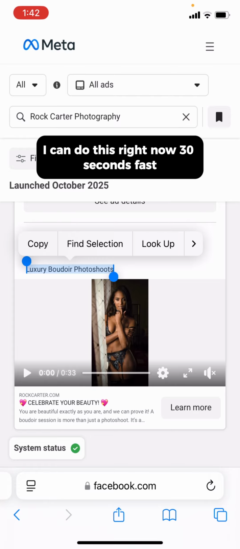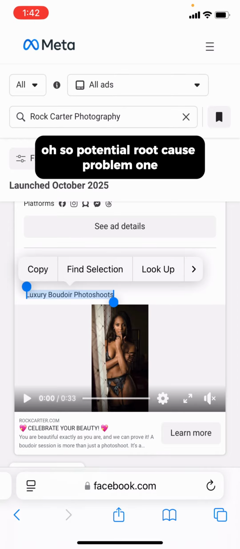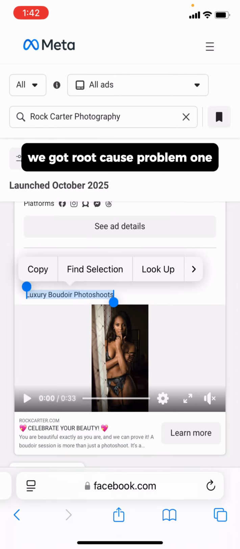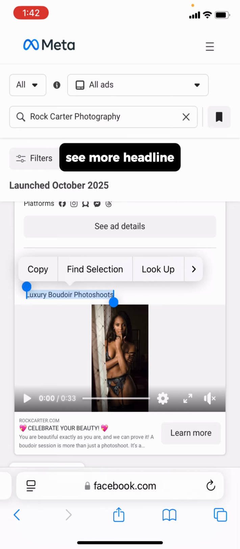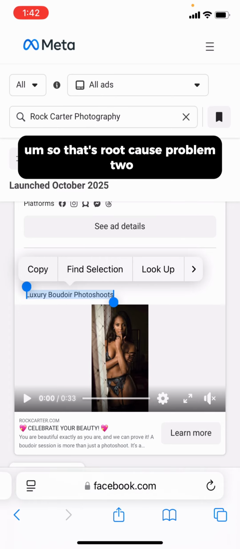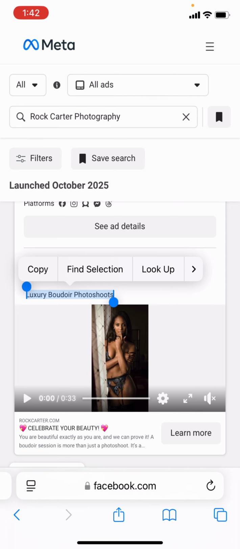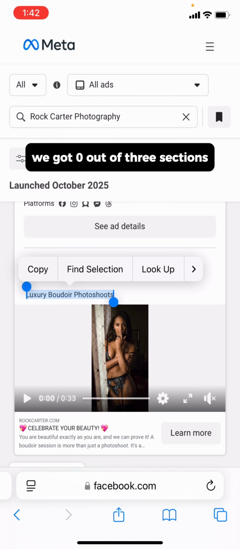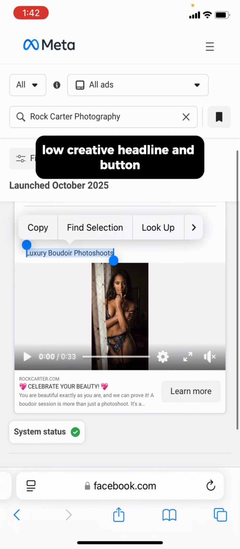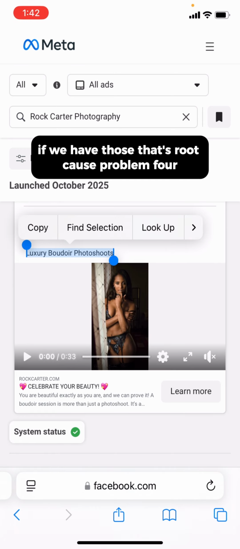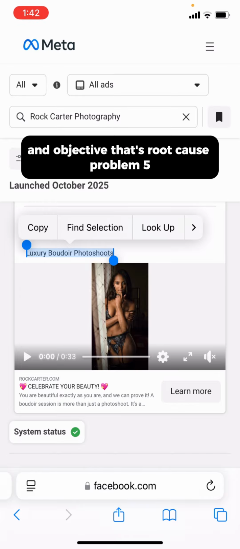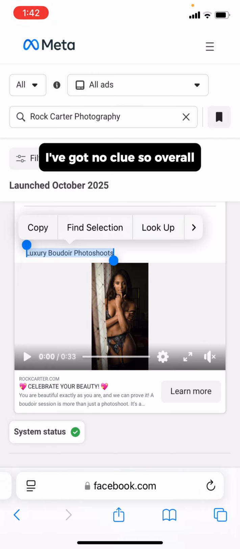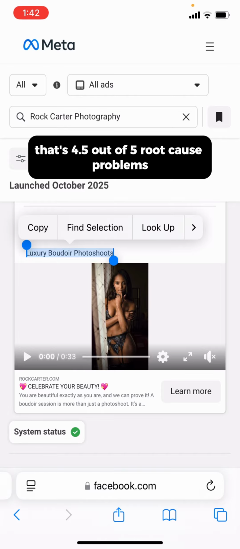So yeah, I can do this right now, 30 seconds fast. Potential root cause problem 1: looks like an ad. Okay, we got root cause problem 1. Potential root cause problem 2: see more headline. We need 4 out of 4 specific attributes. We got 1 out of 4. So that's root cause problem 2. Potential root cause problem 3 is the ad copy. We need 3 out of 3 sections. We got 0 out of 3 sections. So yep, that's root cause problem 3. Below creative headline and button, if we have those, that's root cause problem 4. And objective, that's root cause problem 5, but we might be using the correct objective here. I've got no clue. So overall, that's 4.5 out of 5 root cause problems.